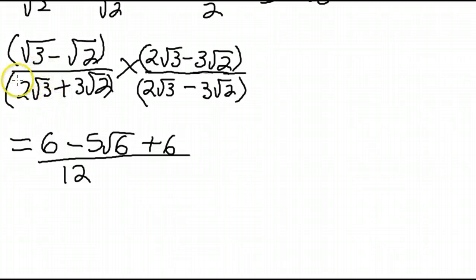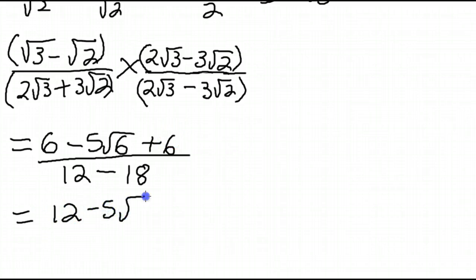So the simple way really is simply to square this. 2 times 2 is 4. Root 3 times root 3 is 3. 4 times 3 is 12. Minus, it's a difference. 3 times 3 is 9. Root 2 times root 2 is 2. 9 times 2 is 18. So here's our next step. And you notice we now have a rational number, right? We just have 12 minus 18, which will be negative 6. Okay, collecting terms. We have 6 plus 6 is 12, minus 5 root 6, and on the bottom we have negative 6.